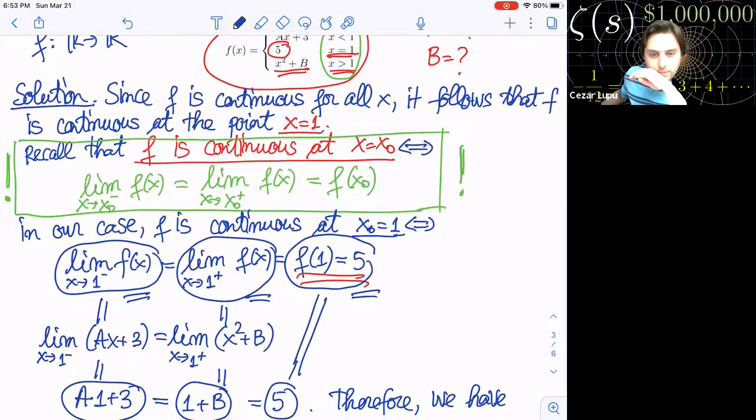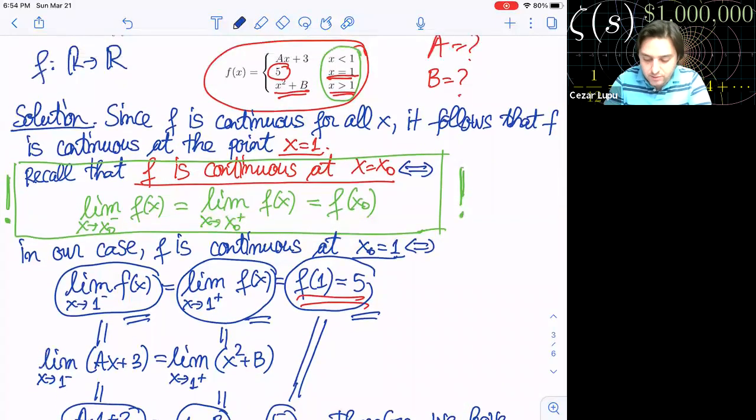Let's see. Yes, it is. Well, it is continuous for all x. In particular, it is continuous at the point x equals 1. And at x equals 1, the value of f at 1 is 5, as you can see here, the way it's defined here. Just look at this.